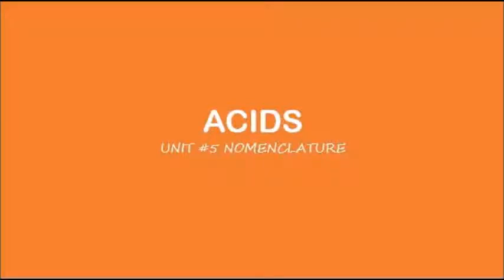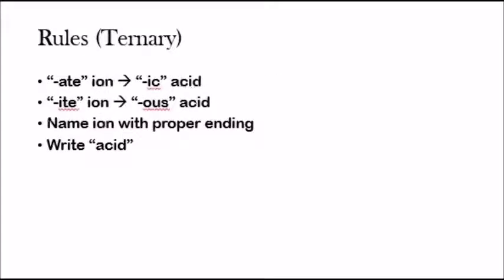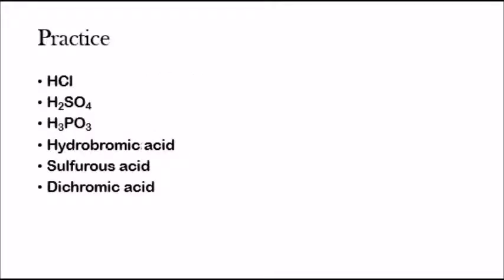Today we're going to be talking about acids and how we name them. The two types of acids that we're going to be looking at in this course are binary acids and ternary acids. A binary acid is hydrogen and a nonmetal, and a ternary acid is hydrogen and a polyatomic ion. There are specific rules to naming them. I'm not going to really read through them. Let's just look at some examples here, and then go back to our rules and learn by example, because I think this is the best way to learn this.